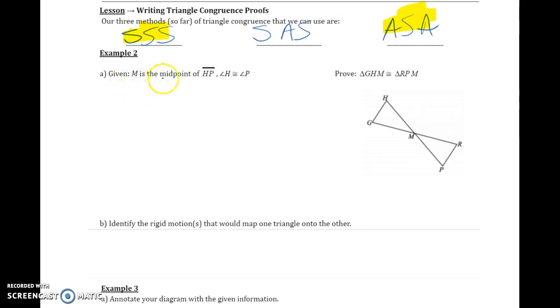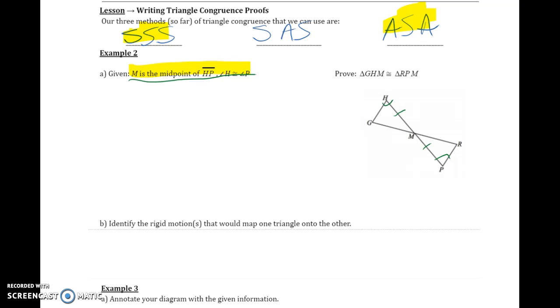So we are given M is the midpoint of HP, and angle H is congruent to angle P. So again, I'm going to annotate my diagram first with what I know based on that given information. So angle H is congruent to angle P, and M is the midpoint of HP, which means that I know that these two pieces are the same. We discussed that in our first lesson, how we go from that given information to some statements and reasons.